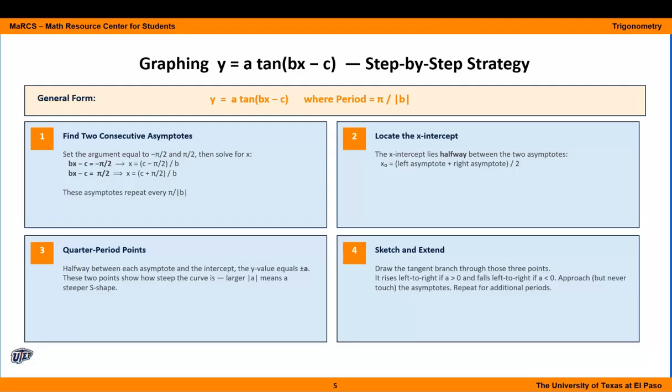To graph a transformed tangent function, we follow a consistent process. First, we find two consecutive asymptotes by setting bx minus c equal to positive and negative pi over 2. We then solve for x. Please note that these asymptotes repeat at every pi over the absolute value of b. Next, find the x-intercept. This is exactly halfway between the asymptotes. We then identify quarter points where the y values are plus and minus a, and finally we sketch the curve and extend the pattern.